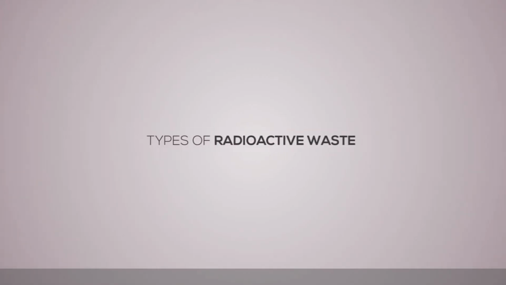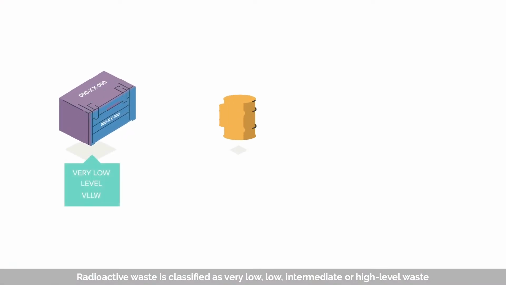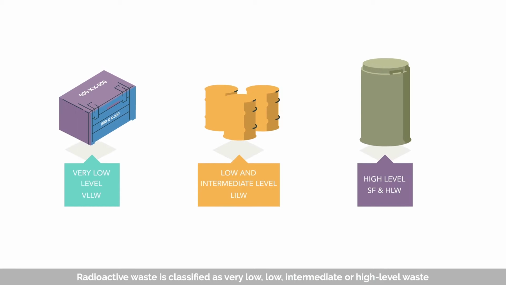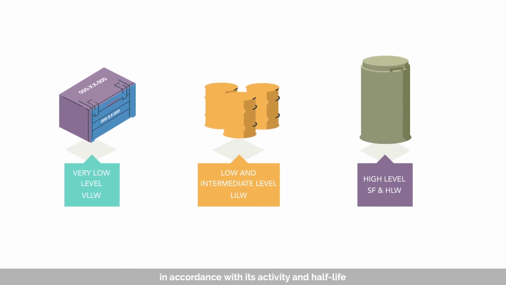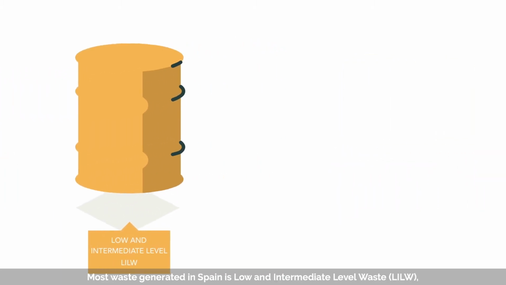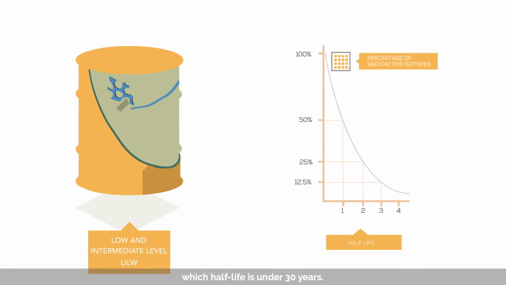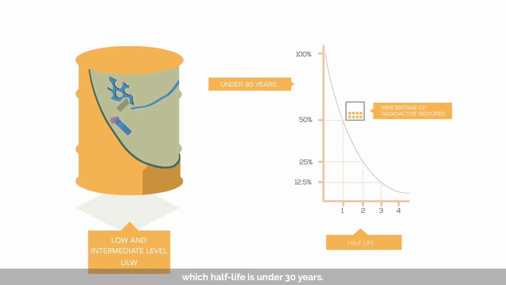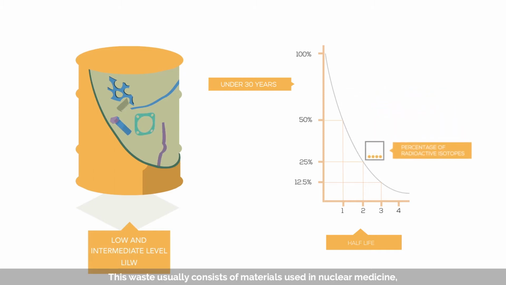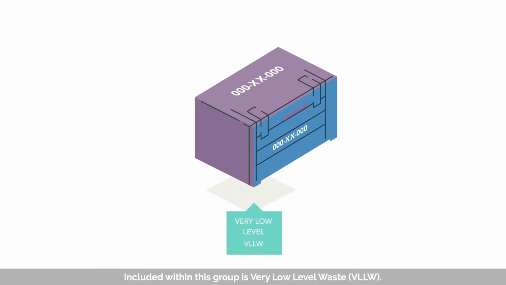Types of radioactive waste. Radioactive waste is classified as very low, low, intermediate, or high-level waste in accordance with its activity and half-life, the time it takes for the level of activity to reduce by half. Most waste generated in Spain is low and intermediate level waste, whose half-life is under 30 years. This waste usually consists of materials used in nuclear medicine, in different industries, and operating materials from nuclear power plants.